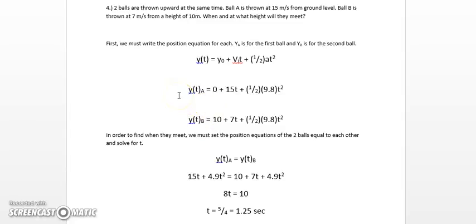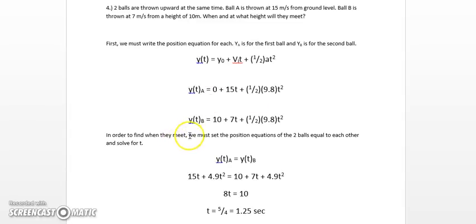So the height y of t for A is 0 because it starts at an initial height of 0, plus 15 meters per second, that's its initial velocity, times t, plus 1/2 times 9.8 t squared. Now, we get 9.8 because that is the acceleration due to gravity on Earth. So that is the number that we apply in any height problem unless told otherwise.